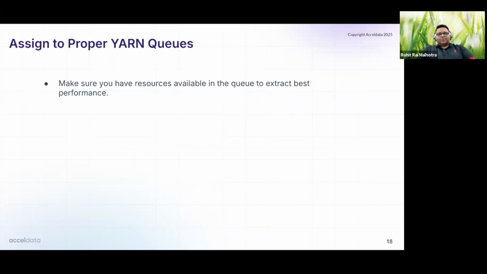And the last one is using proper YARN queues. Make sure you have enough resources available to run the job. It is pretty self-explanatory, so yeah.